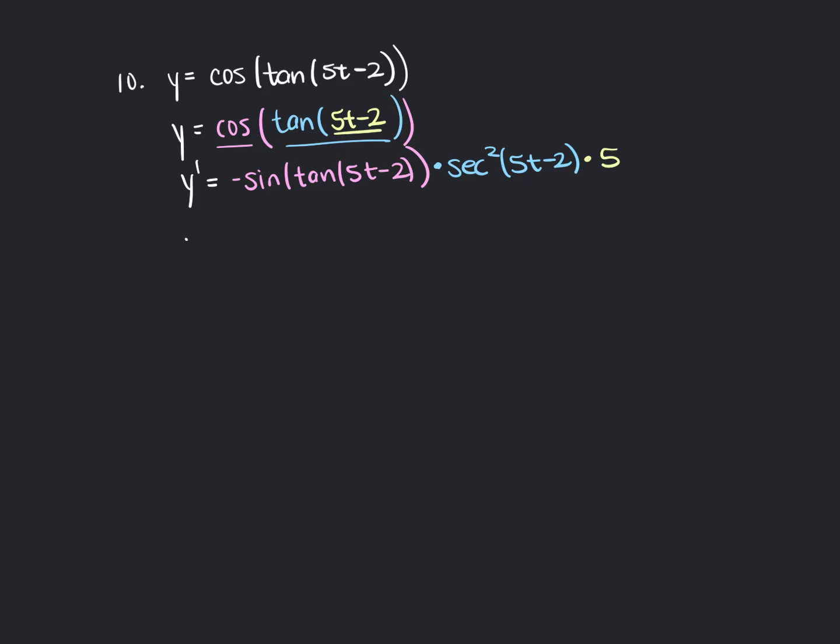So we'll clean this up. We're going to have a negative 5 sine of tangent of 5t minus 2 times secant squared of 5t minus 2.